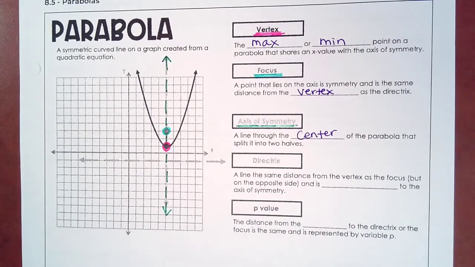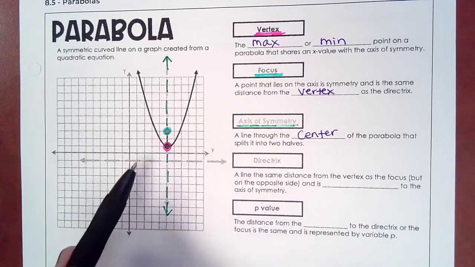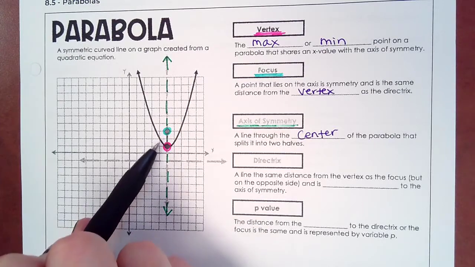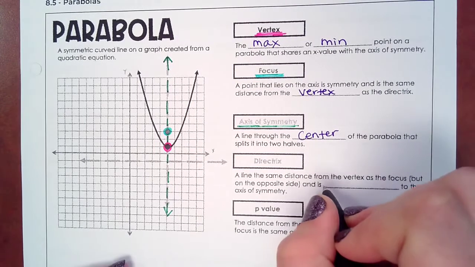Directrix is a line the same distance from the vertex as the focus, but on the opposite side, and is perpendicular to the axis of symmetry.